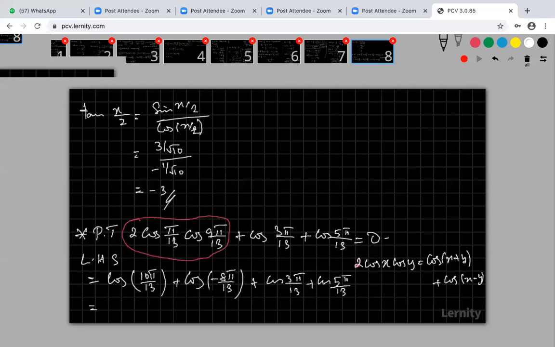What is the formula for cos of minus x? Identity: cos of minus x is cos x only. So cos of minus 8 pi by 13 is nothing but cos of 8 pi by 13 alone.